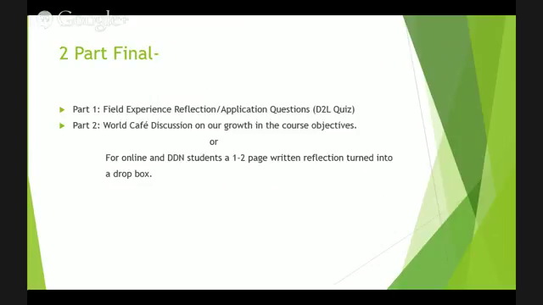The second part is going to be a World Cafe discussion on our growth in the course objectives based upon your pre-assessment reflection that you did at the beginning of the course. Or if you're an online student and can't participate in the discussion during our final time, you're going to write a 1 to 2 page written reflection on the same topic and turn it into the Dropbox. So it's, like I said, a two-part final.